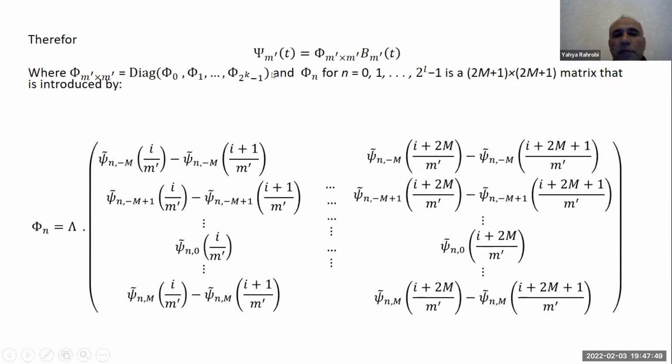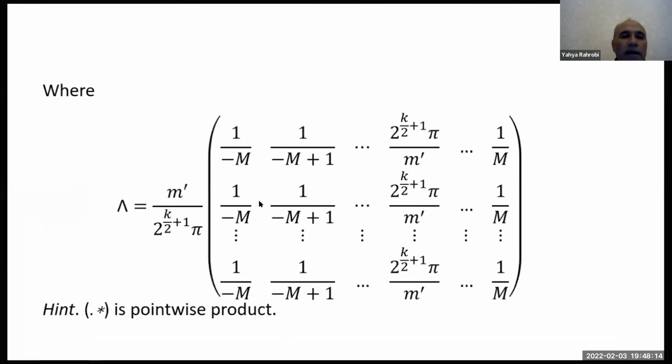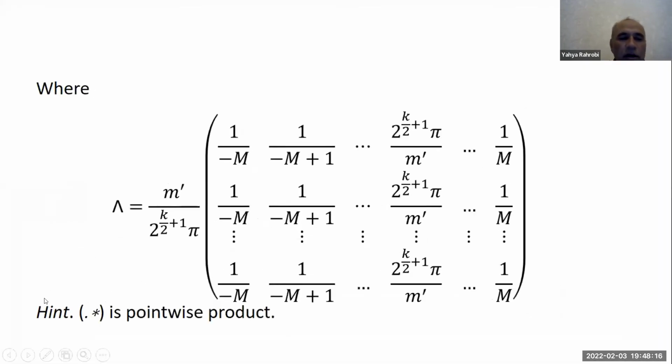Therefore, psi index M' of t is equal to phi M' times M' P' of t, where phi index M' times M' is equal to diagonal phi n0, phi n1, and phi n for n, and this statement is a point-wise product.